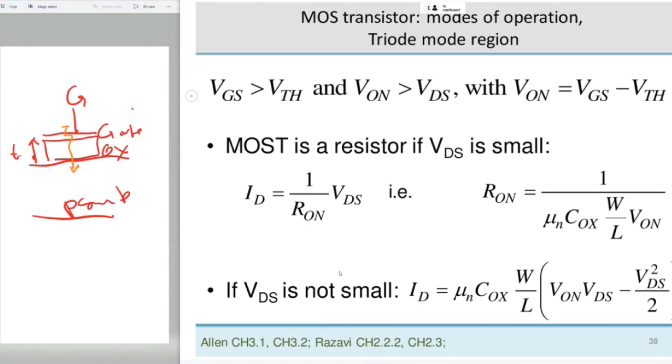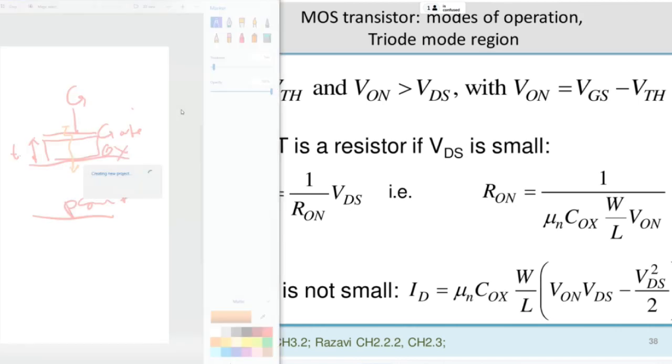Let's go to above threshold. Gate source voltage is above the threshold voltage, and V on is larger than the drain source voltage, and then we are in the triode mode of operation. V on is, of course, the overdrive voltage, gate source minus the threshold voltage. So basically, what I'm saying here is that the gate source voltage is above threshold voltage, and the drain source voltage is small. Let's see how it works with a drawing.